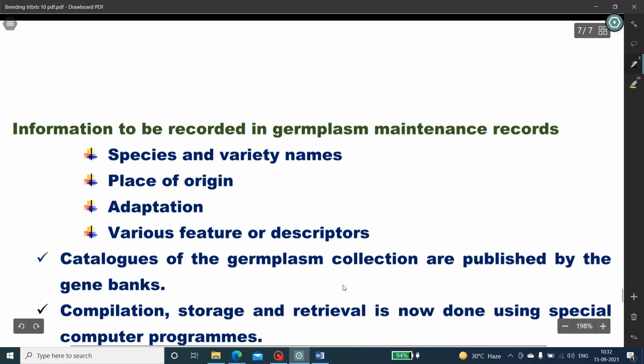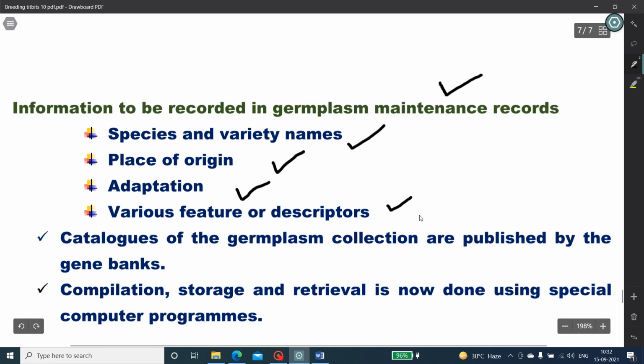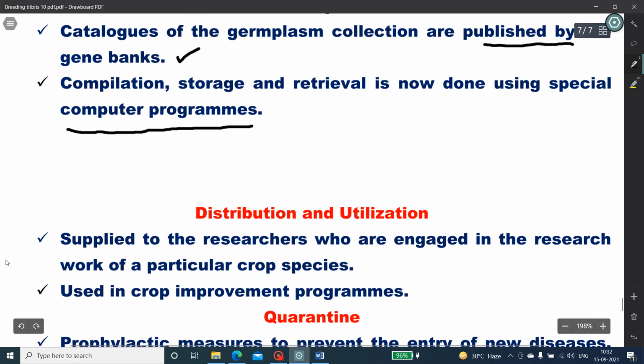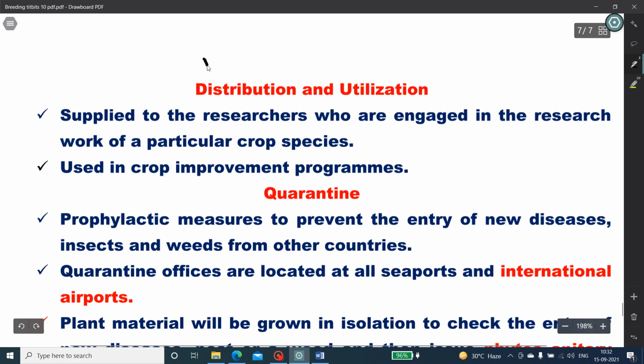Information to be recorded in germplasm maintenance records includes the species and variety names, place of origin, adaptation, and various descriptors like morphological, physiological and biochemical characters, including molecular markers. The catalogs of the germplasm collections are published in the Gene Bank book, and the compilation, storage, and retrieval is now done using special computer programs. So we have seen all these things, and it has to be distributed and utilized for research purposes.